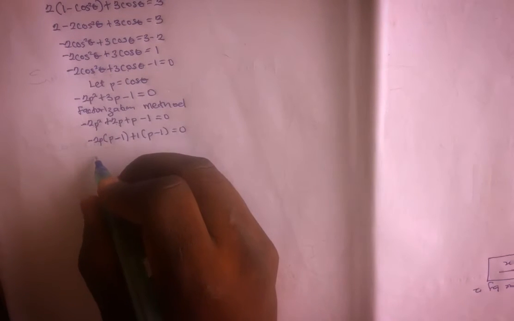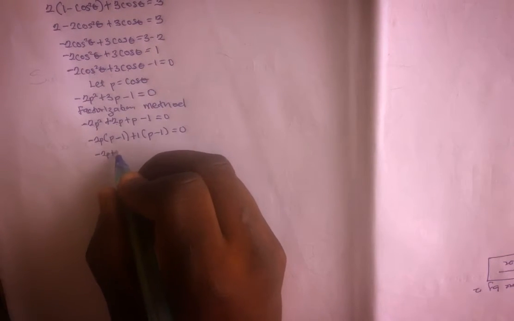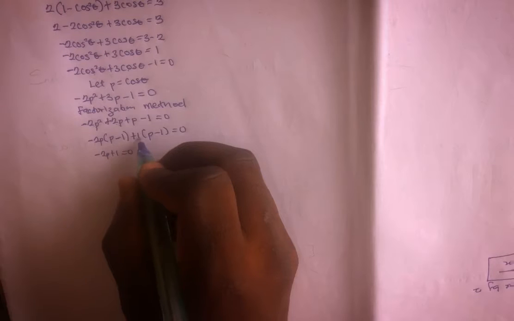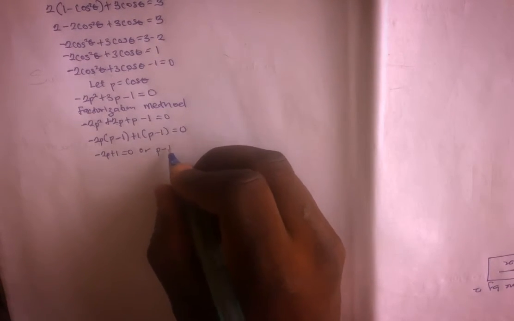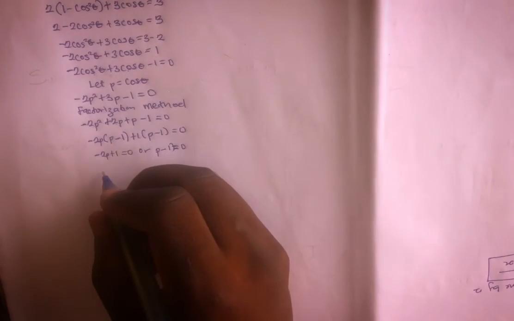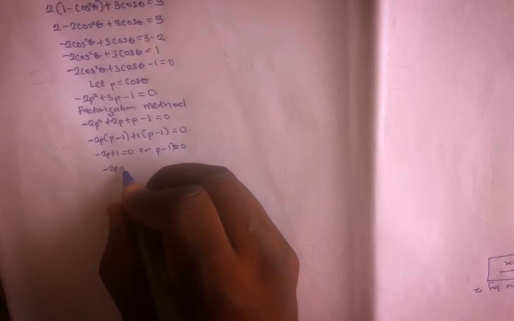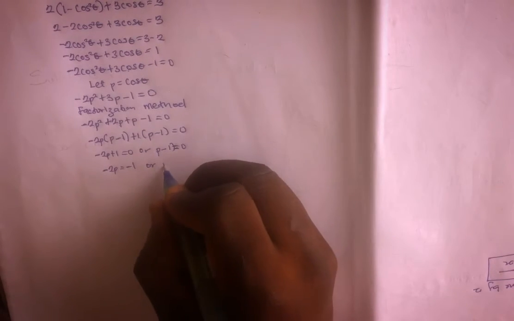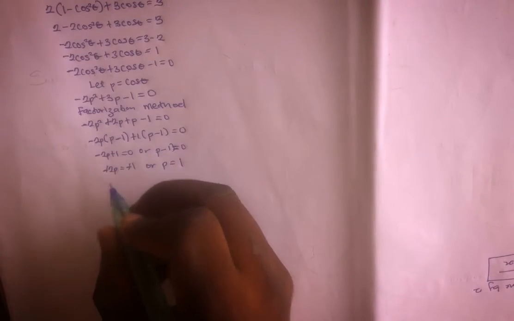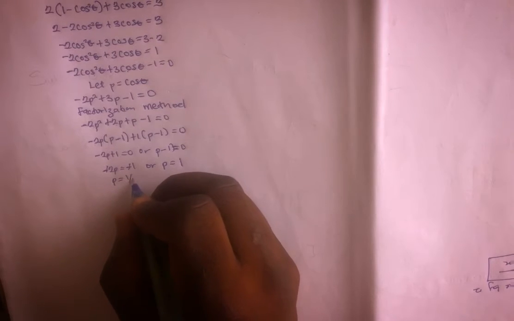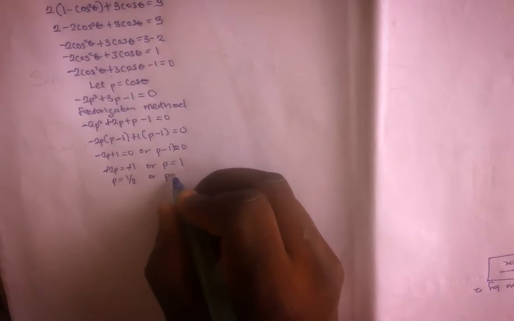Okay? So now I'm having minus 2p plus 1 equals 0, or the other bracket, p minus 1 equals 0. So I'm having minus 2p equals minus 1, or p equals 1. Then minus cancels minus, so I'm having p equals 1 over 2, or p equals 1. If you're following me, guys.